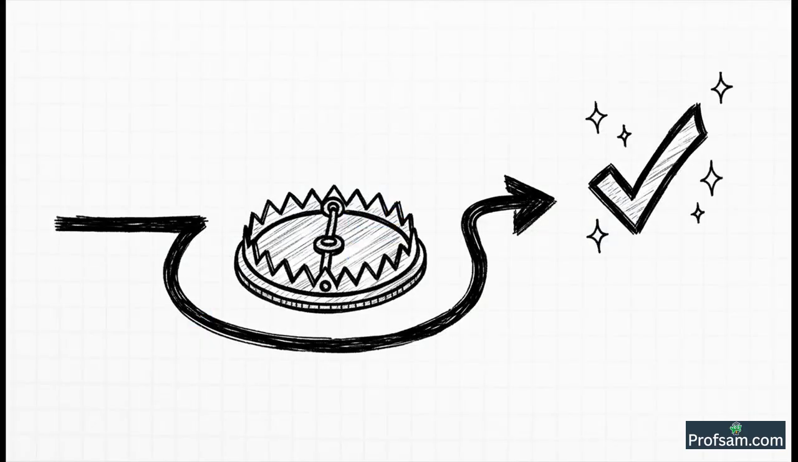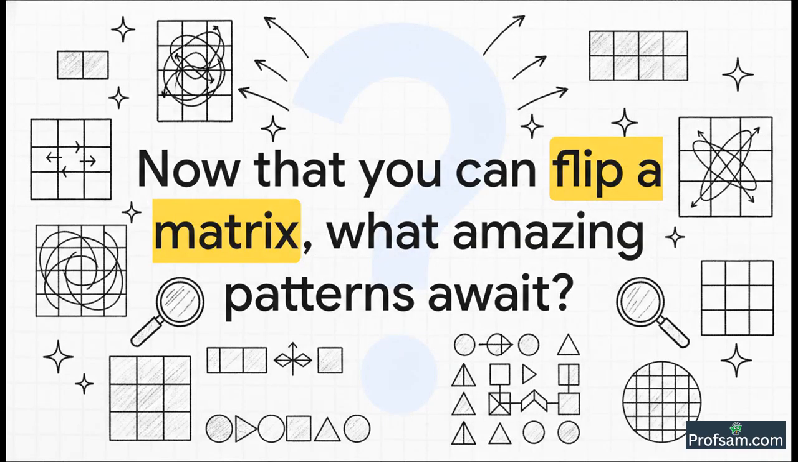It's a very simple concept at its core, and the best part is, you now know the number one trap that you need to avoid for your exams. You've got this. So I'll leave you with this final thought. Now that you have this new ability, this new way to look at a matrix by flipping it, what other amazing properties and patterns do you think are waiting to be discovered inside?